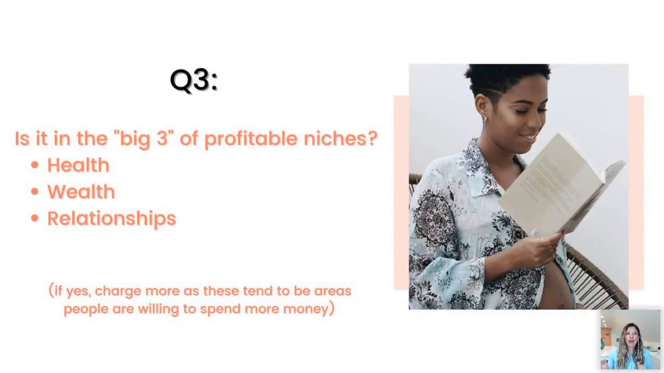Okay, question number 3. Is it in the big 3 of profitable niches? The big 3 tend to be health, wealth, and relationships. If it is within one of those 3 niches, then typically we can charge more for our programs because these are the areas where people are willing to spend more money. The reason is that these 3 things are the most immediate, pressing things that we experience on a day-to-day basis, right?